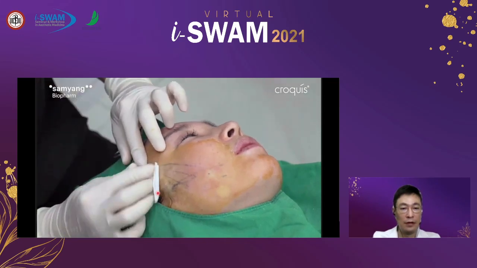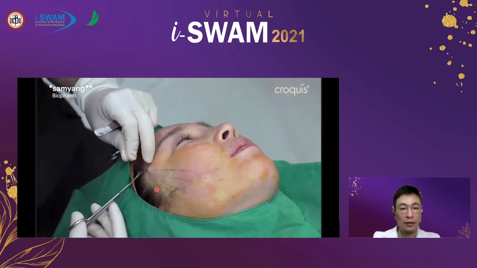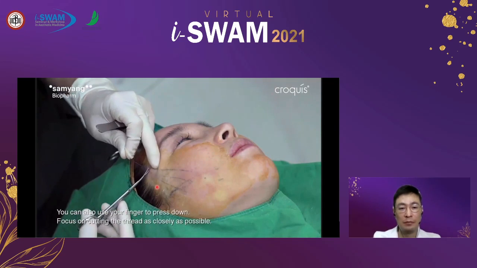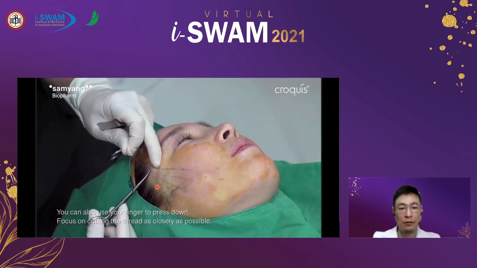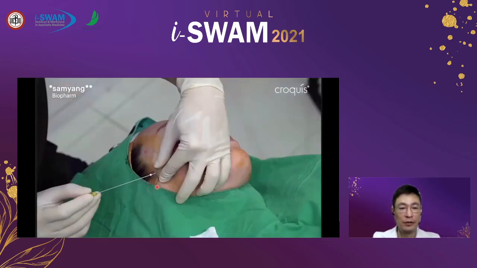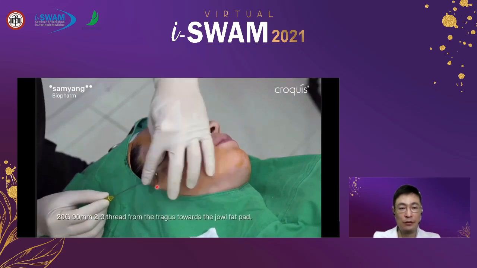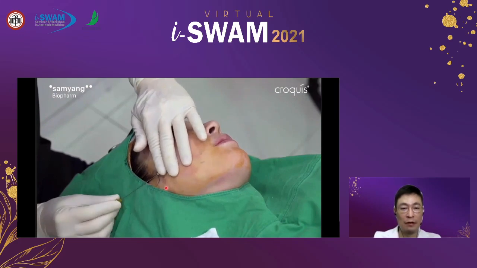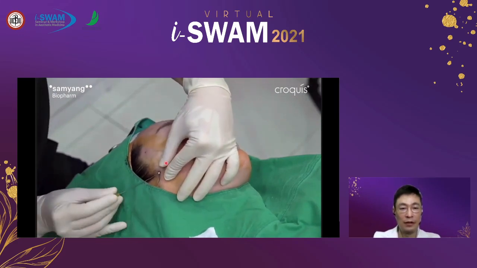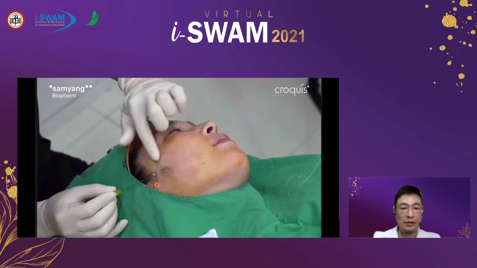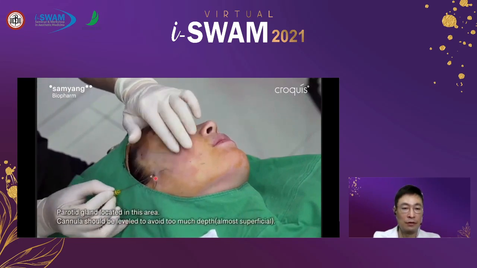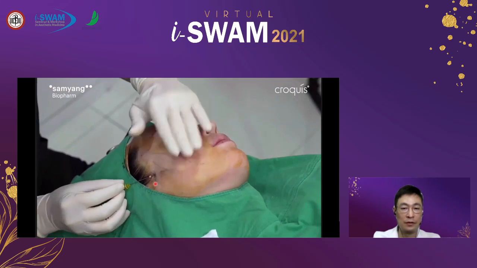And after cutting the remaining thread, there could be some tension or dimple on the entry point, but it's very easy to release it, because you only have to pull the skin in the opposite direction from the thread inserted. And this is the entry point in front of the tragus to lift the jowl.